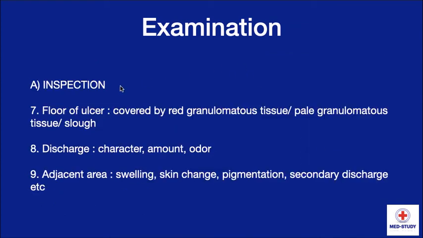Now coming to inspection of floor of ulcer, whether it is covered by red granulomatous tissue or pale granulomatous tissue or any slough. Then we have to inspect for discharge, we have to inspect for character, amount and odor of the discharge. You have to inspect the adjacent area for any swelling, skin change, pigmentation, secondary discharge, etc.